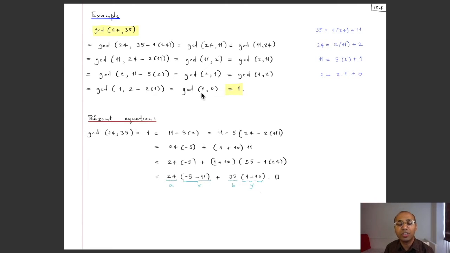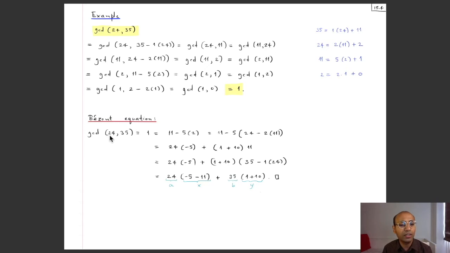And so I've got GCD of 1 and 0, which is equal to 1. So the GCD of these two numbers is equal to 1. And last time we had also mentioned that by solving for the remainders backwards, in other words, expressing each remainder in terms of the rest of the data, we can also solve the Bezout equation. So let's also see how that is done.